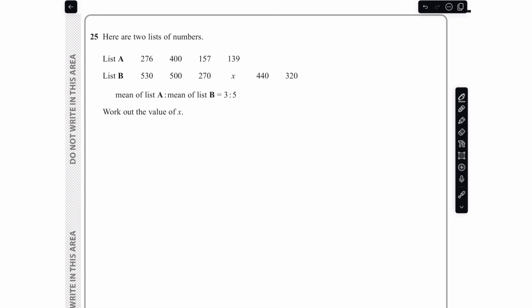In question 25, we are given 2 lists of numbers. The ratio of the mean of list A to the mean of list B is 3:5. Work out the value of X. So in order to work out the mean of list A, we need to add all the values in list A and then divide by the total number of values. So that's 276 plus 400 plus 157 plus 139 divided by 4, and that equals 243.